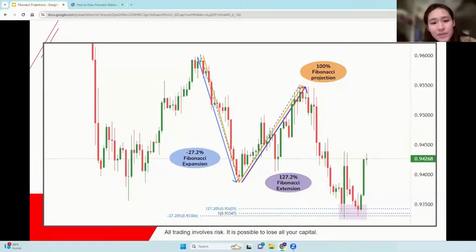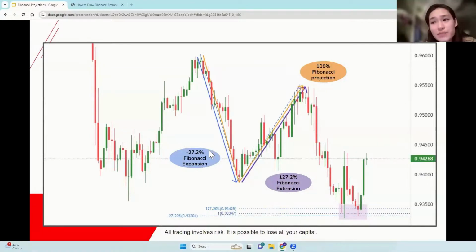So in this example, the minus 27.2% Fibonacci expansion, which is in blue, lines up with the 127.2% Fibonacci extension, which is in purple. This is also the inverted Nike tick. So the head would be here, or rather the shorter part of the tick is here, and then the tail is here. That all lines up with a 100% Fibonacci projection to give a strong confluence area below here.